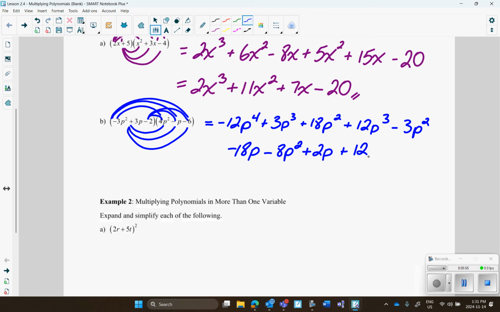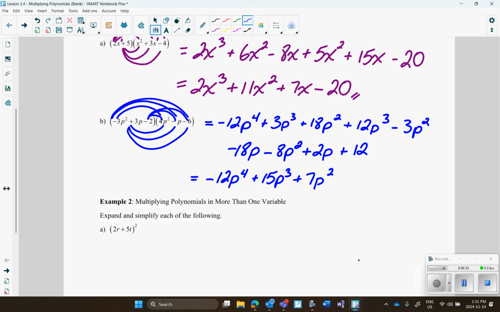And then I've got to collect any like terms that I can. So I'm just going to start here. There's no other p to the fourths. There's only one, and that's negative 12. What about the p to the thirds? Positive 15 of them. The p squareds, I've got 3 of them. And 7 is correct, and it's positive. Positive 7p squared.